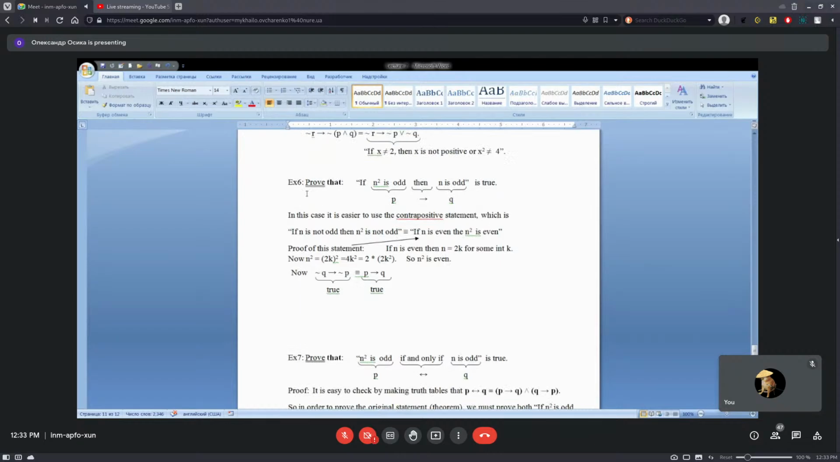Here is some more. Prove that if n squared is odd, then n is odd. Well, we are not sure how to start proving this, at least for myself. And in this case, it is easier to use the contrapositive statement, which is: if n is not odd, then n squared is not odd.